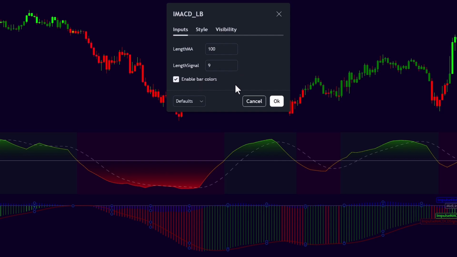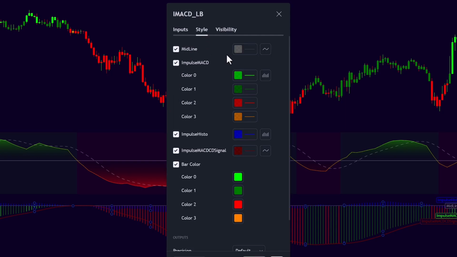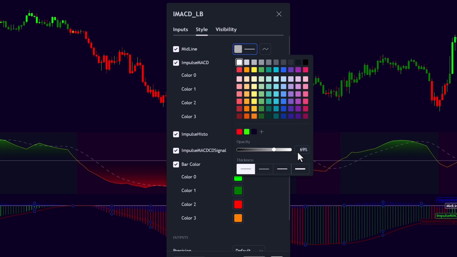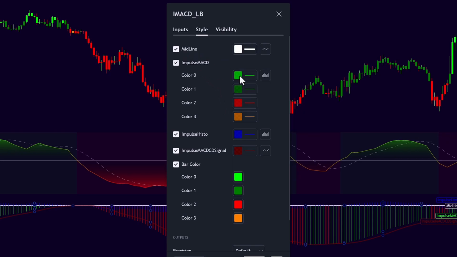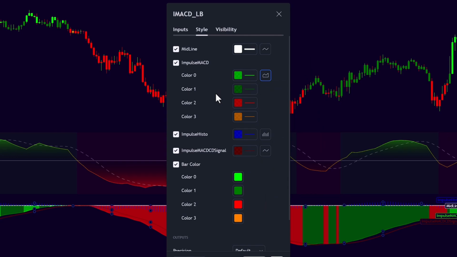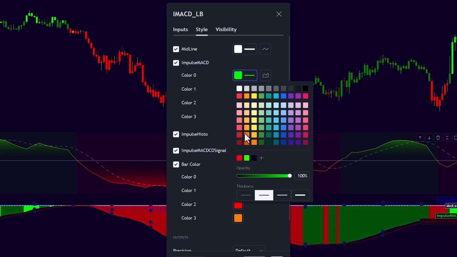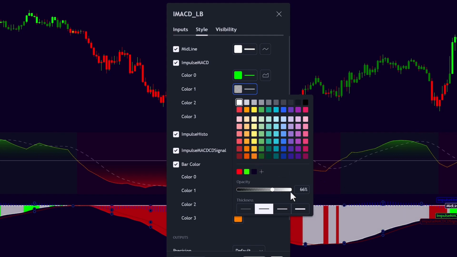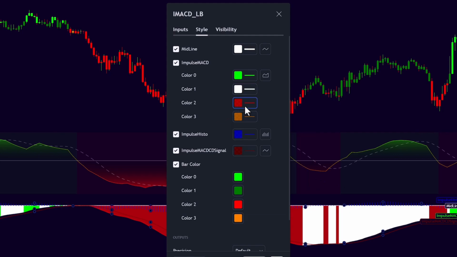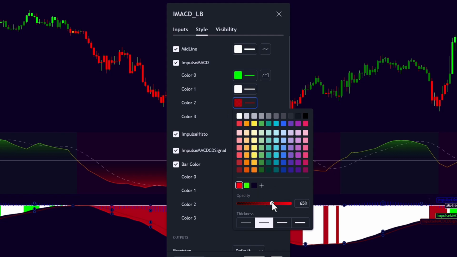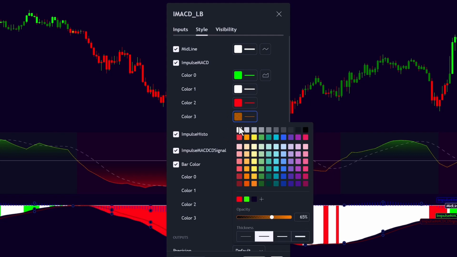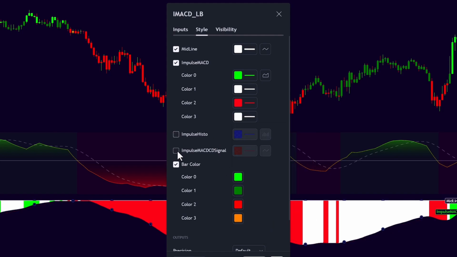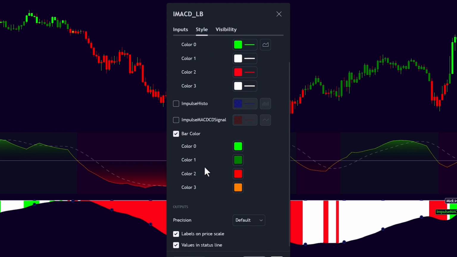Enable the bar color option for an easy-to-read visual representation. In the Style tab, adjust the midline for better visibility by changing its color, opacity, and thickness. Set the Impulse MACD option to Area to create a filled section between the indicator's lines. Customize the colors: green for bullish momentum, red for bearish momentum, white for neutral conditions. Disable all other options except for the bar colors to maintain a clean chart.